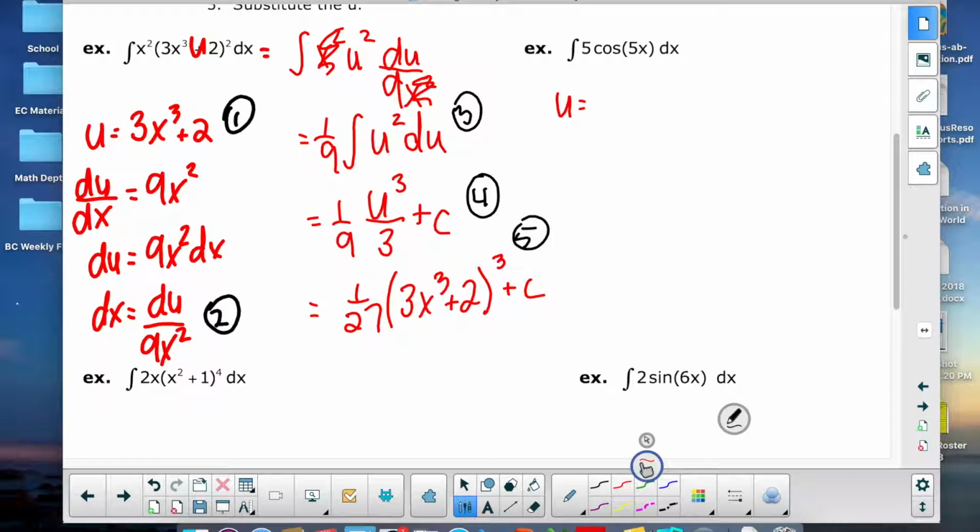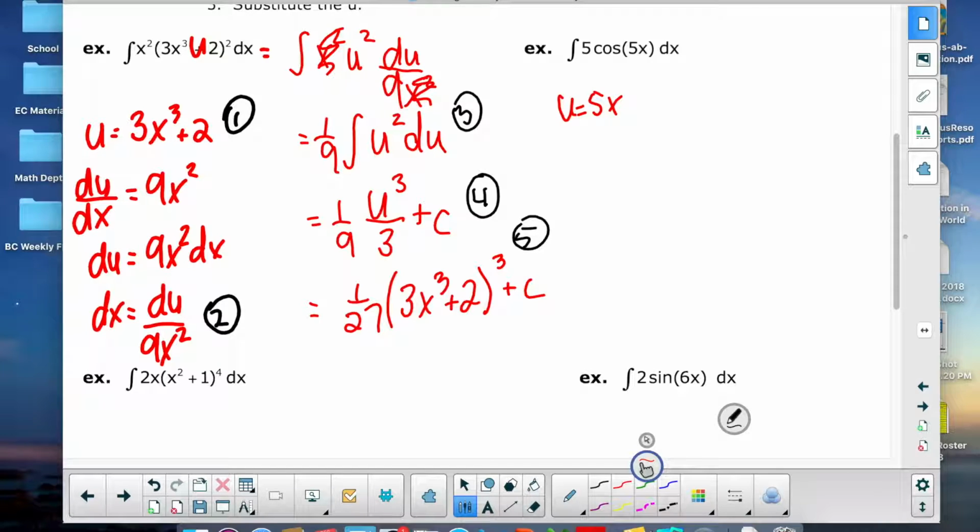What grouping symbols do we have up there? We actually have two. Trig and parentheses, right? So it's kind of a double emphasis. What's on the inside of my trig or inside of my parentheses? 5x. So that means my u is 5x, right? So there's my step one.